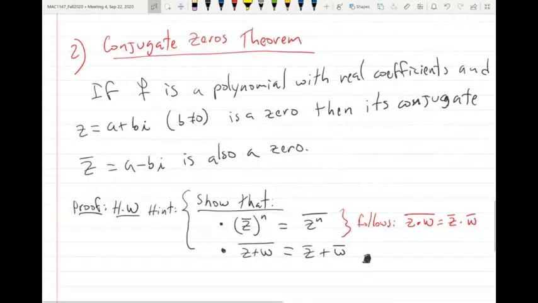Anyways, what I want you to take home with you and that you're going to be using in practice is this: if you know that a complex number is a zero, then its conjugate is also a zero. So being given a complex number as a zero, you get for free another one, which is its conjugate. Do you understand this?